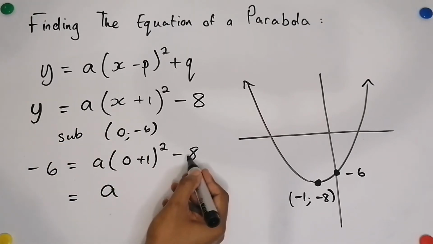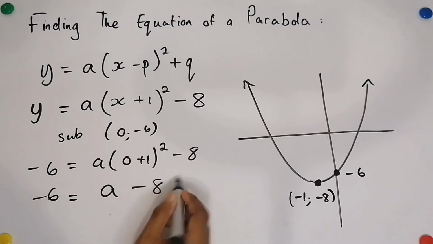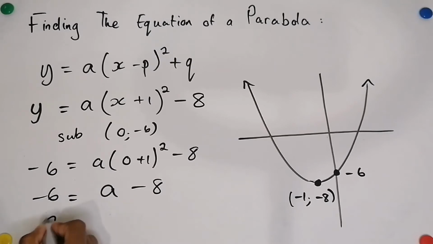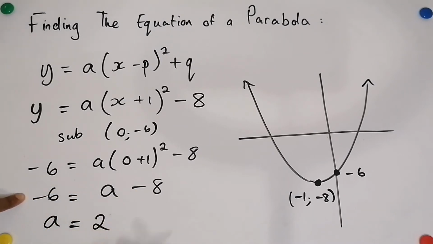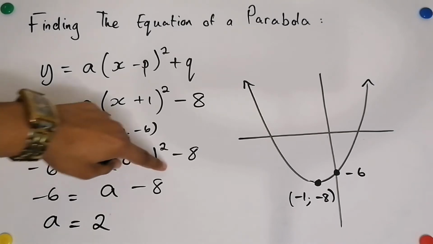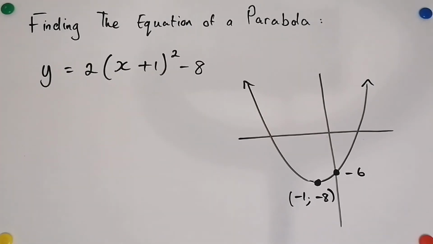Okay, the -8 I can take across, and then I will add it to the -6, which then means that a would be equal to 2, right? If I say -6 plus 8, I will end up with 2. So let's just finalize this. Our equation is y equal to 2 bracket x plus 1 squared minus 8.